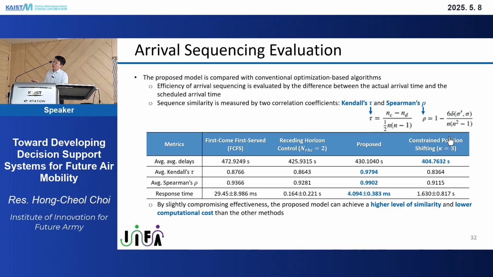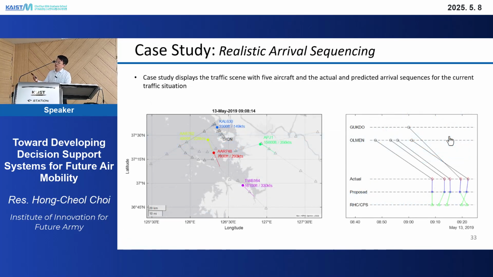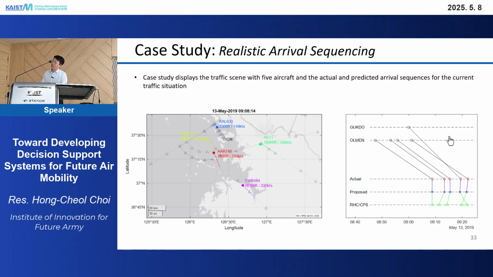And although I want to say that the proposed method shows just normal performance in terms of this efficiency, this work is meaningful. I want to show some illustrative examples here. And here are 5 aircraft trying to land at the airport.